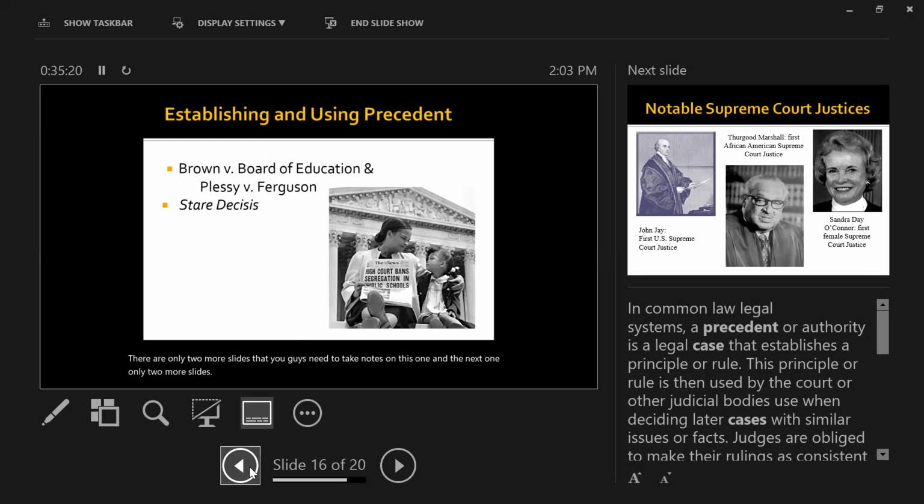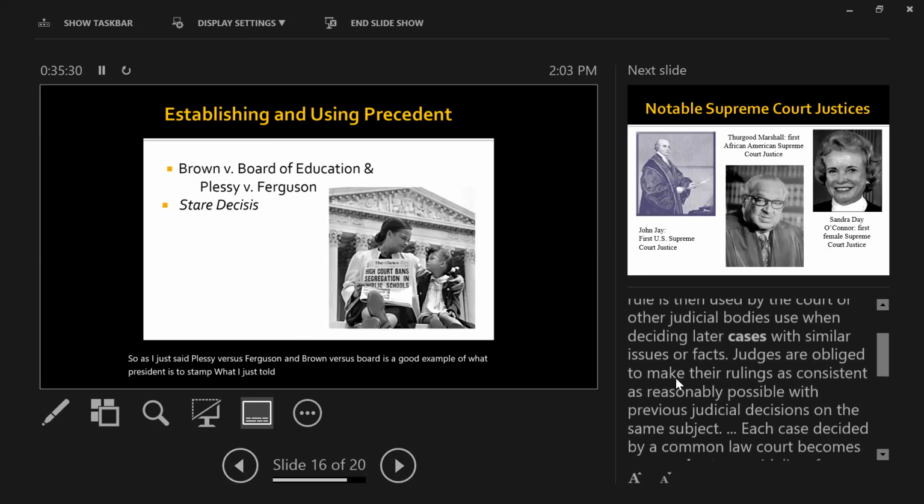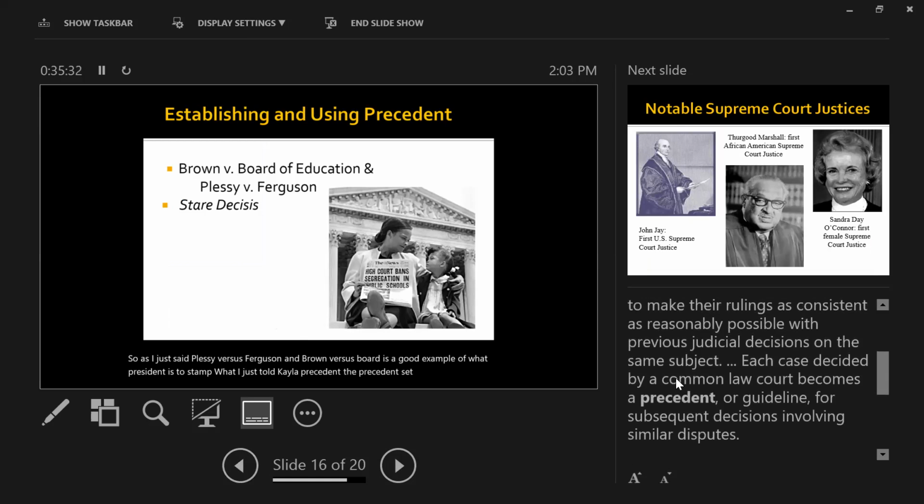As I just said, Plessy versus Ferguson and Brown versus Board is a good example of what precedent is. To stamp what I just told Kayla, the precedent set by a court case is basically a guideline for all following court cases.